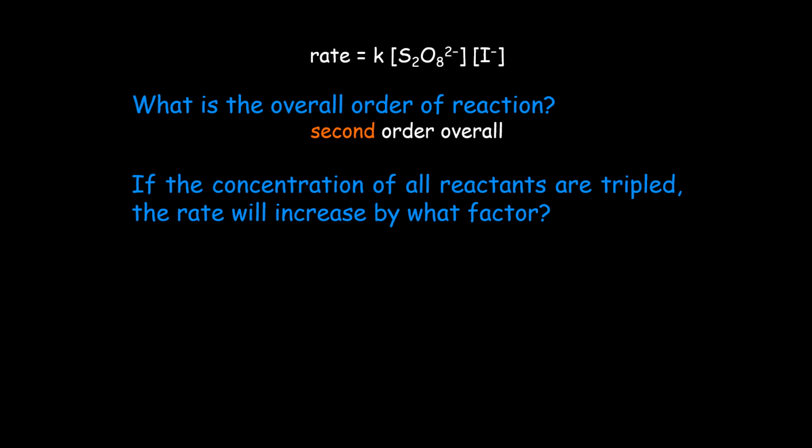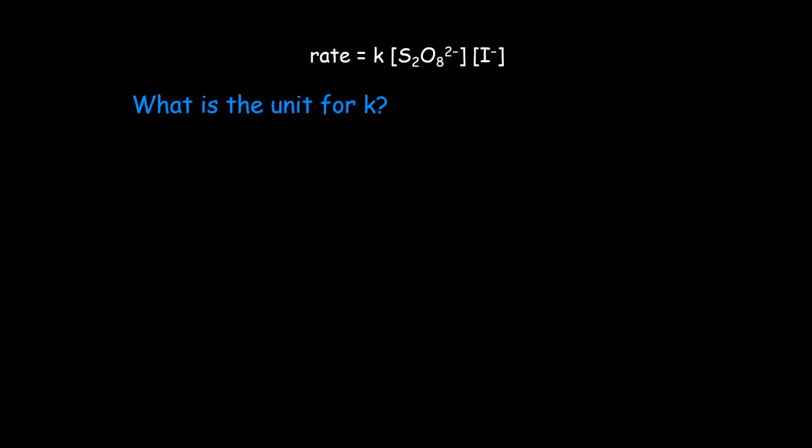If we tripled the concentration of peroxydisulfate and iodide, then it's going to be 3 to the power of 1 times 3 to the power of 1 equals 9 times the rate. Now you may want to pause the video until you've worked that out, but it will work out to be dm^3 mol^-1 s^-1.